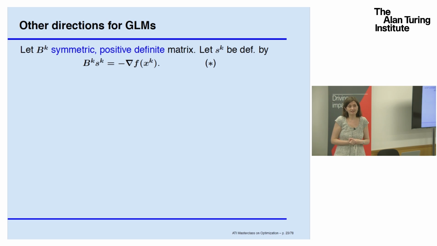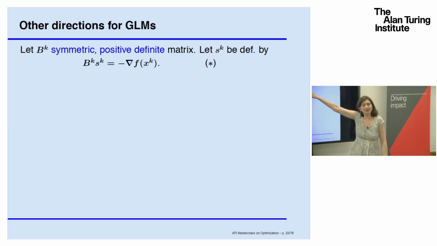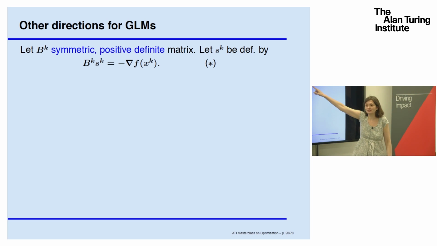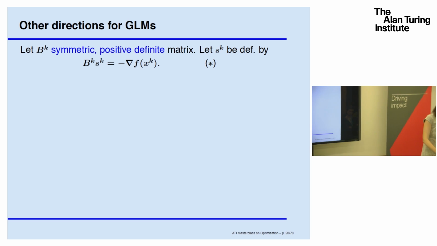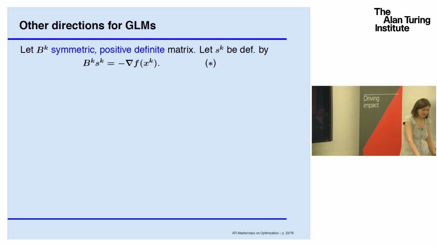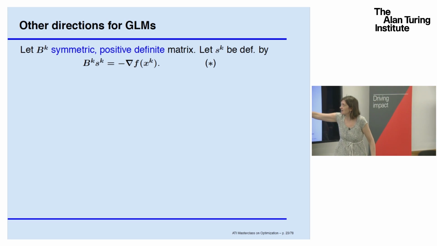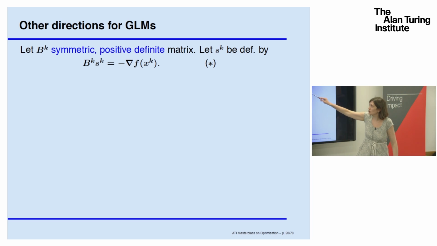Now, what can we do in methods? We can rescale the steepest descent. Okay? So it's very important for a good method to scale steepest descent. All right? So I take a matrix BK, symmetric and positive definite. And now, in my generic line search method, I'm not going to take the steepest descent. I'm going to take a step sk that is the solution of this system. Okay?